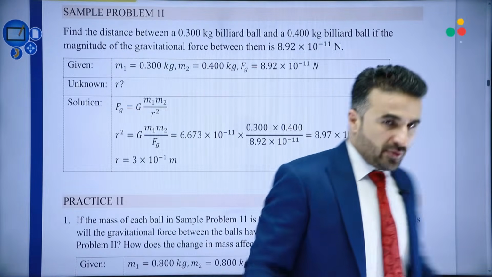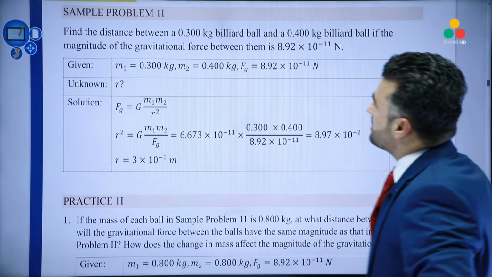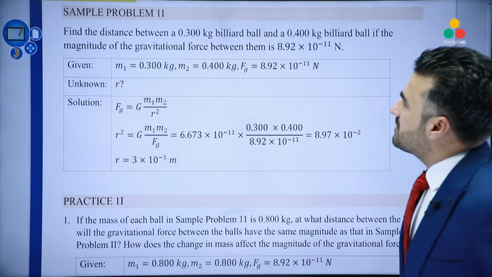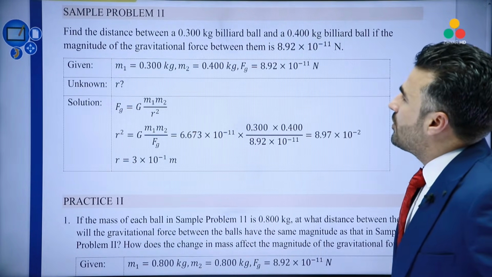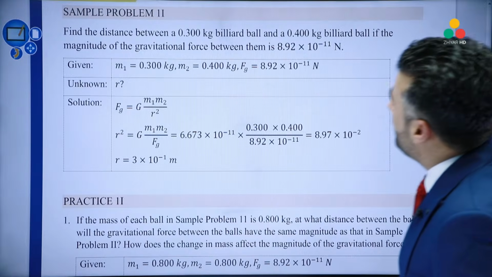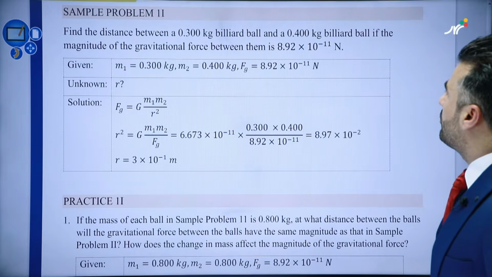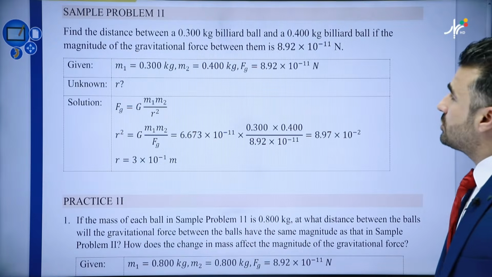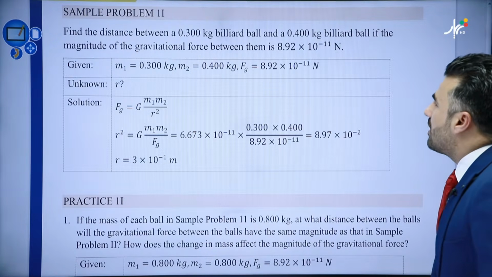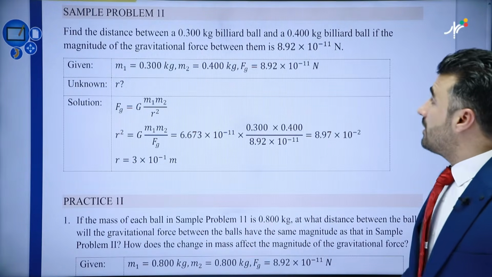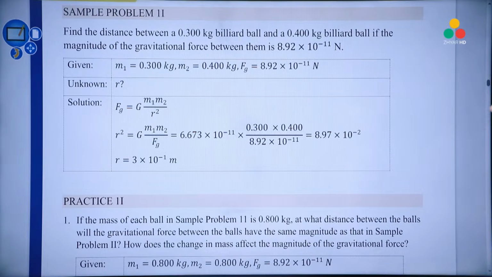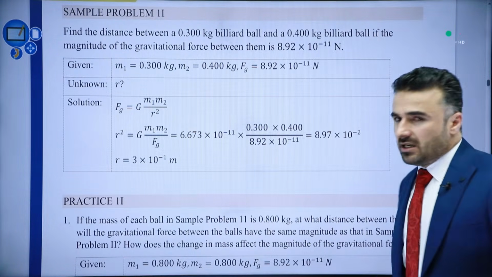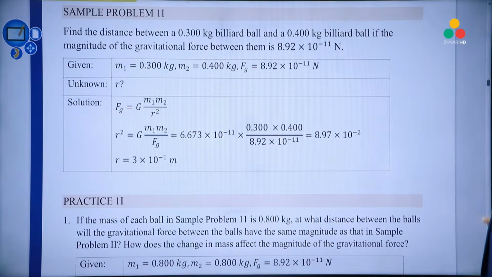Okay, we have a sample problem. The sample problem says: find the distance between a 0.3 kilogram billiard ball and a 0.4 kilogram billiard ball if the magnitude of the gravitational force between them is 8.92 times 10 to the power negative 11. So obviously what you're going to do is write the equations.